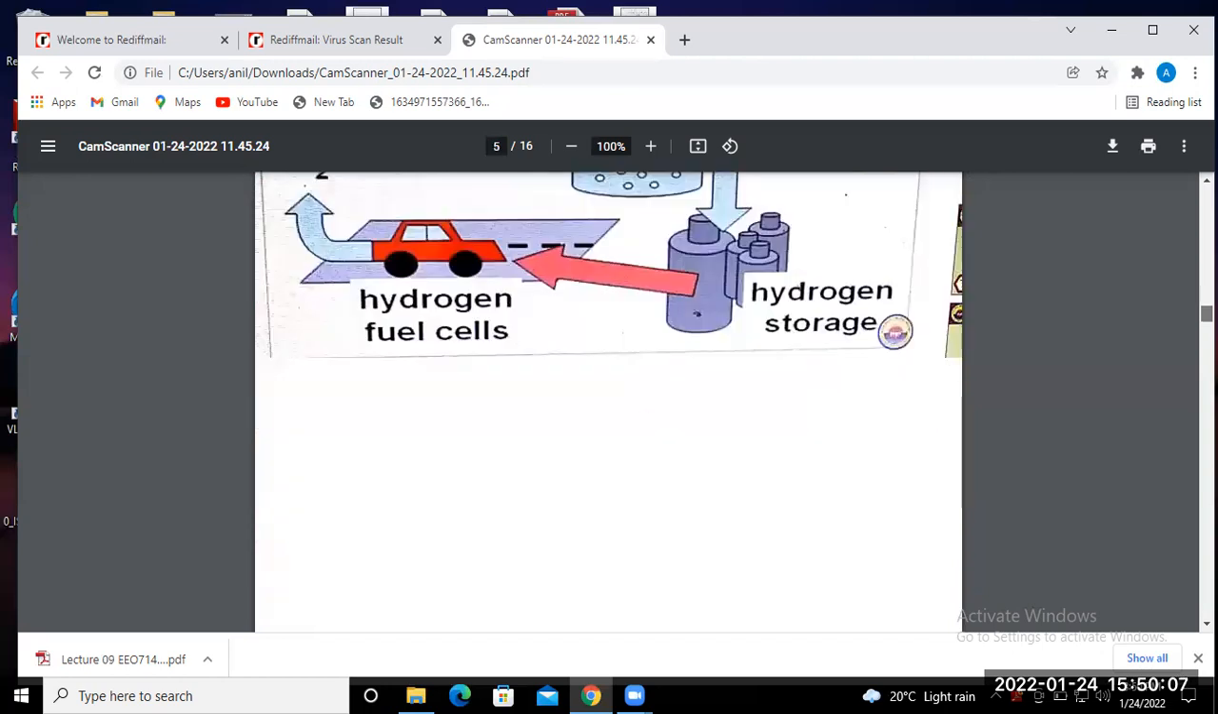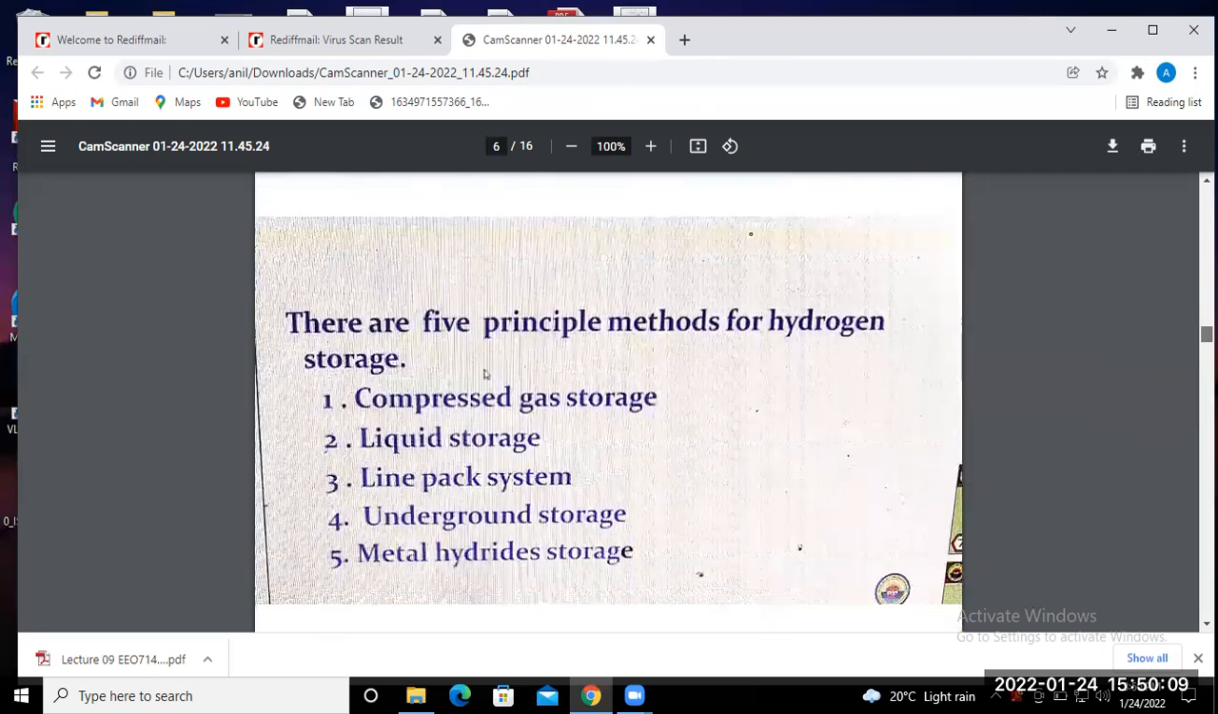And next, we try to see here. There are five principal methods for hydrogen storage, that is, how we can store the hydrogen. One is known as compressed gas storage, either in gas form or liquid form, or a line pack system, that means in the pipe system, and then underground storage, and metal hydride storage. So these are the five classifications for the hydrogen storage system.